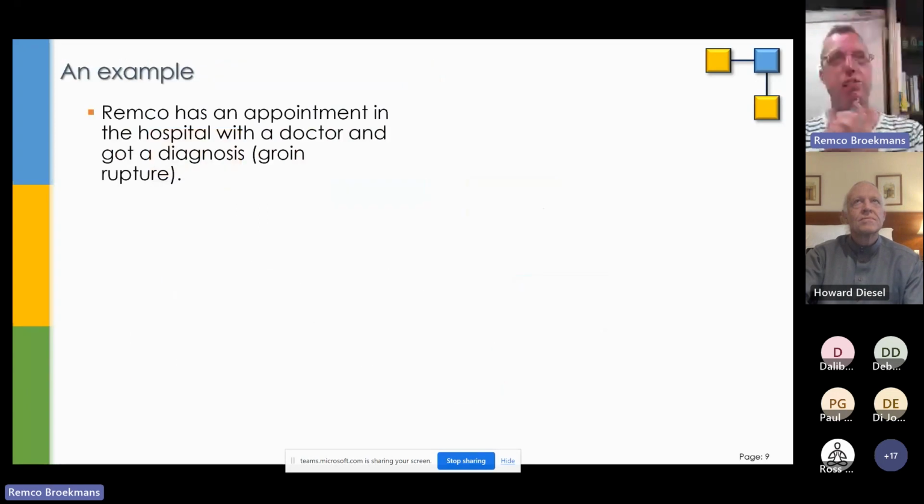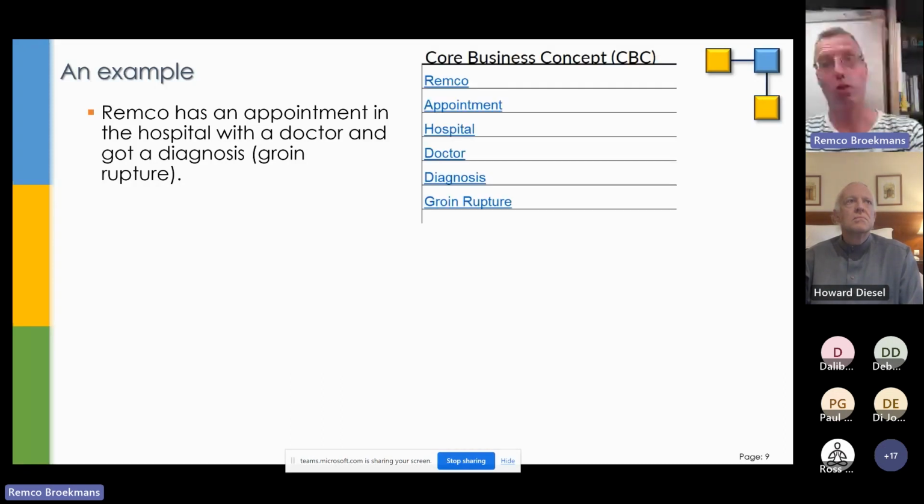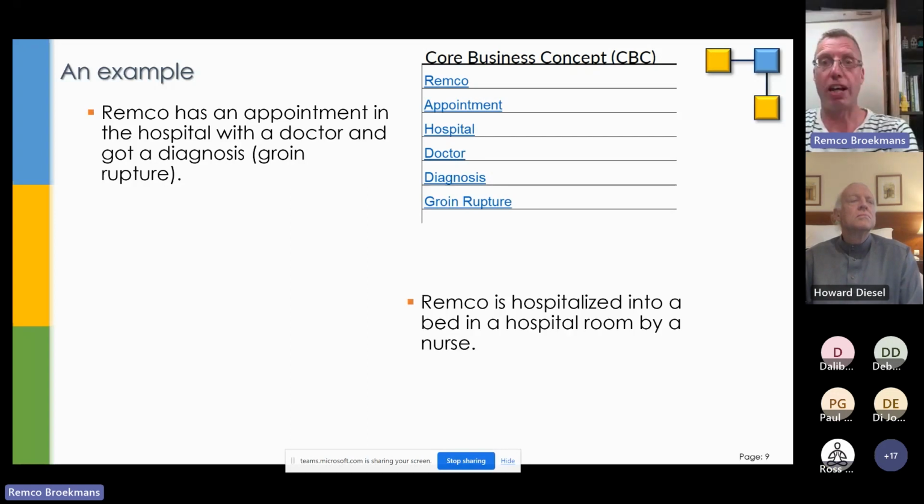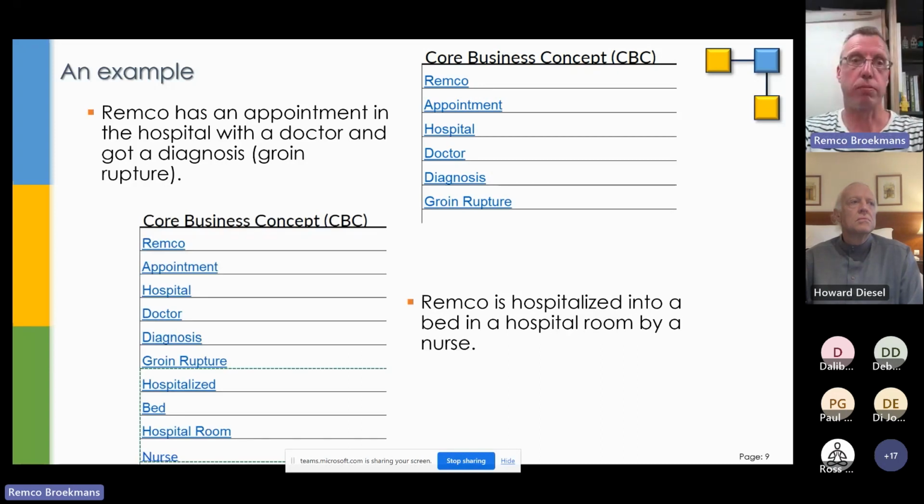So what makes it different? I'm going to use a different kind of thinking. The first thing is, instead of just going forward, I'm going to write down just what I did at the front. I just say Remco, appointment, hospital, doctor, diagnosis, groin rupture. Apparently, in the case given, it's important enough for me to know this. If I extend to Remco, hospitalized, bed, hospital room, nurse, etc., this is the one going forward.